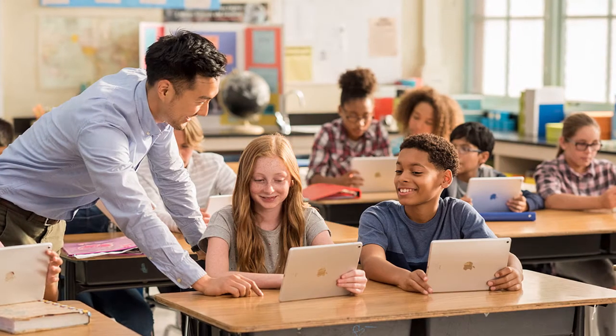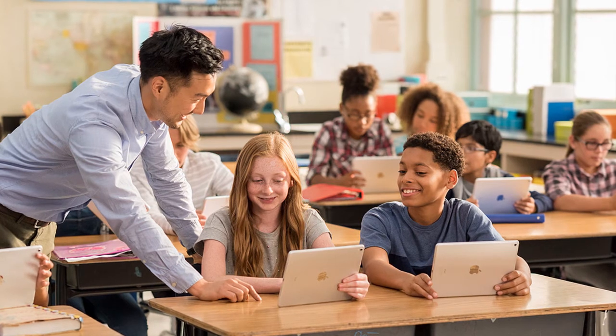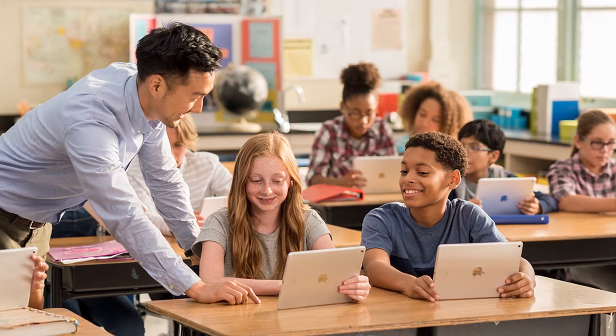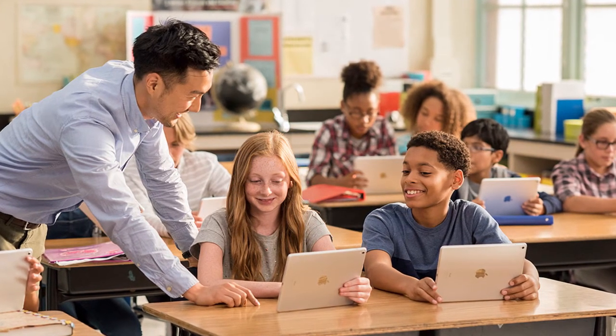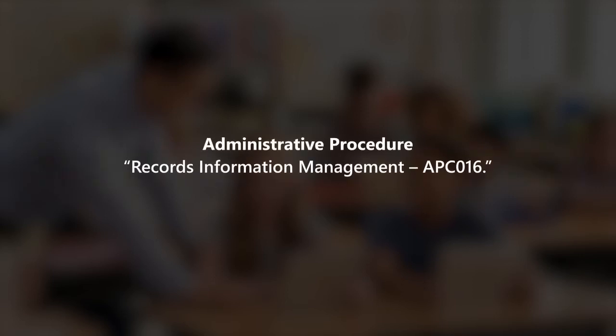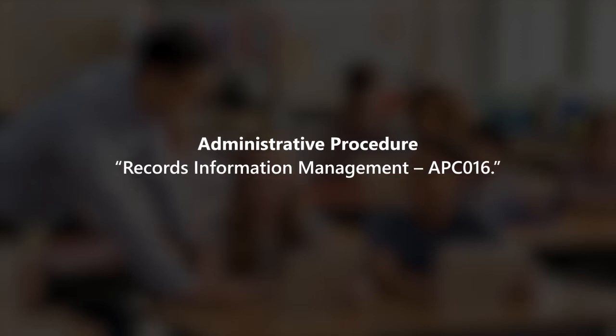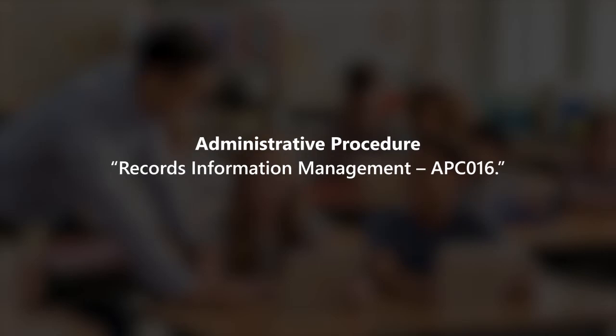The use of technology is widespread in classrooms. We must, however, be careful how and where we use technology to record student personally identifiable information. We must also follow a process for disposing of personally identifiable information when it's no longer required or past its retention period. The Board's Administrative Procedure Records Information Management APS-017 provides guidance and steps to help you comply.